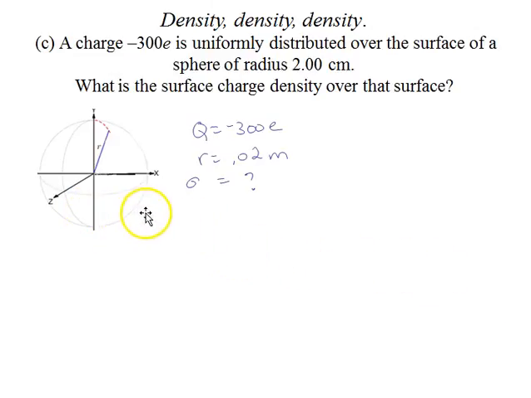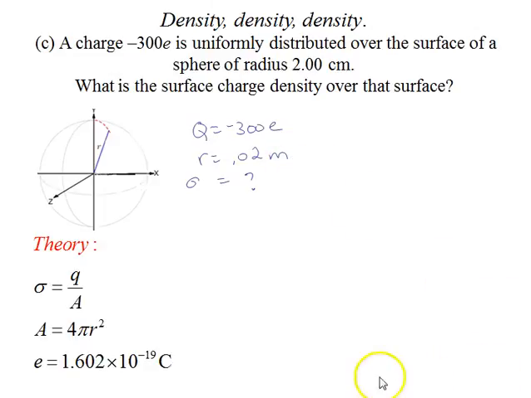Symmetry is often used in physics to make problems solvable by hand as opposed to by a computer. The other highly symmetric geometry here is a sphere. So if we have a charge distributed uniformly on the surface of this sphere, same 300 excess electrons, our radius here is still 2 centimeters or 0.02 meters. We want to know what is that surface charge density, Coulomb per meter squared.